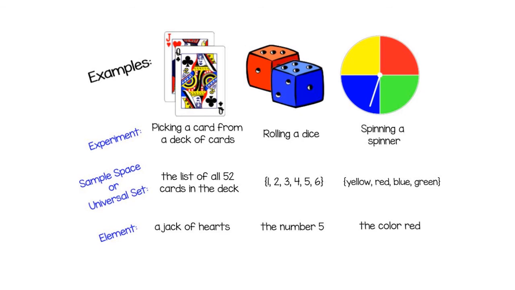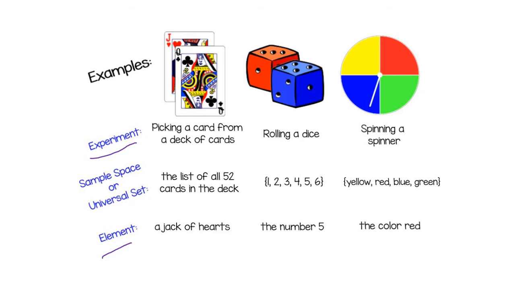So for example, the experiment would be picking a card from a deck of cards. So it's the action that you are doing. The sample space is the list of all of the cards in the deck, beginning from aces down to 2s, however you want to write those. And then the element is the item within the set. So a jack of hearts or queen of hearts or 2 of spades, those would be the elements.